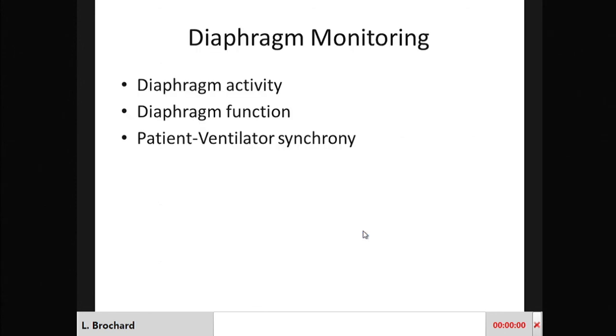So in conclusion, I would reinforce the message given by speakers before me. I think monitoring diaphragm activity, diaphragm function, and patient-ventilator synchrony is going to be key in the future, and we need tools like esophageal pressure or electrical activity to do that.